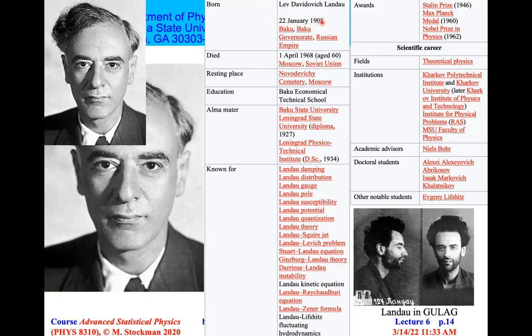So we return to biography. He was born 1908, the city of Baku. It is Azerbaijan today. It belonged to Russian Empire.